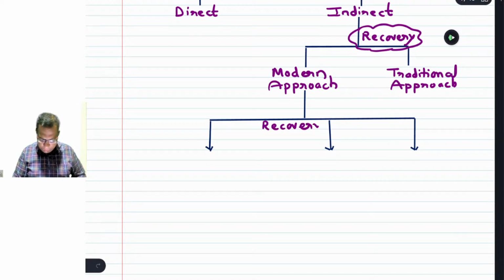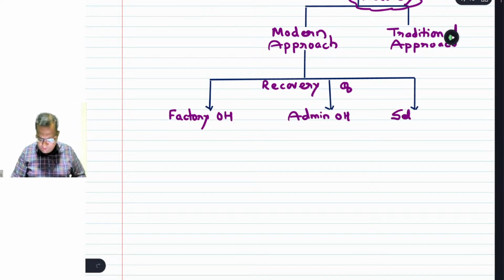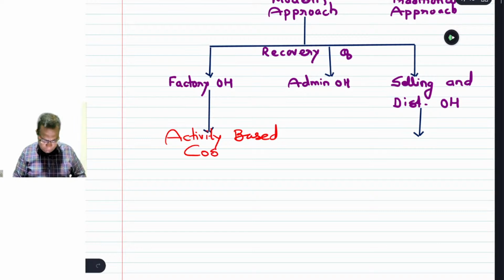Recovery of factory overhead, admin overhead, and selling and distribution overhead. For factory overhead, the technique is known as activity-based costing. For selling and distribution overhead, the technique is known as customer profitability analysis.